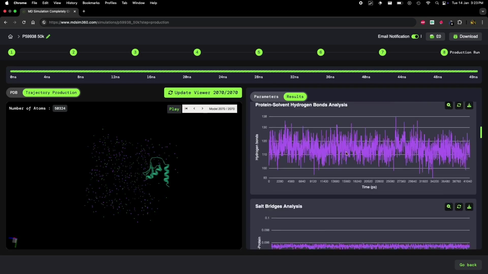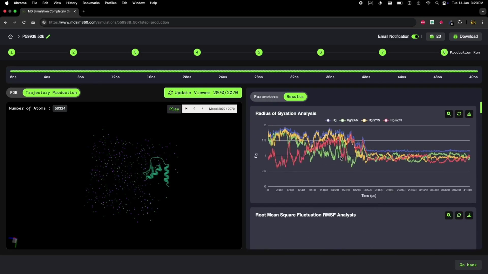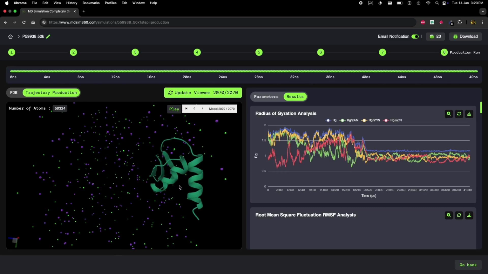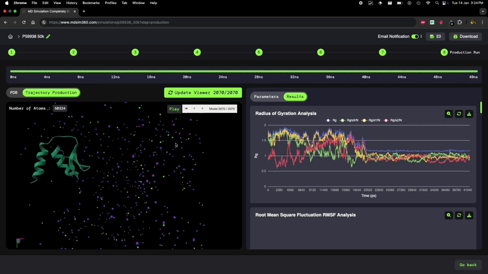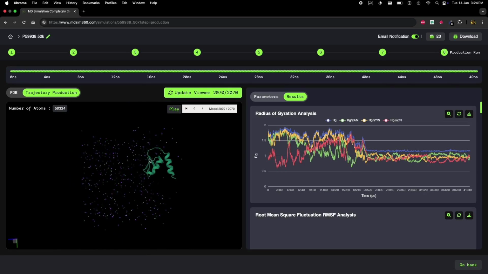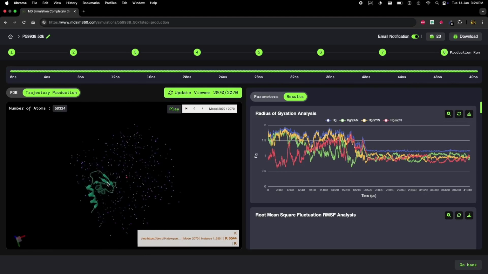This real-time visualization is one of the best features of MDSIM 360. Not only do we get detailed graphs, but we can also observe the trajectory in real time as the simulation progresses. Around the 20 nanosecond mark, I observed the protein fold into its stable conformation in real time, highlighting MDSIM 360 as a powerful tool for molecular dynamics analysis.